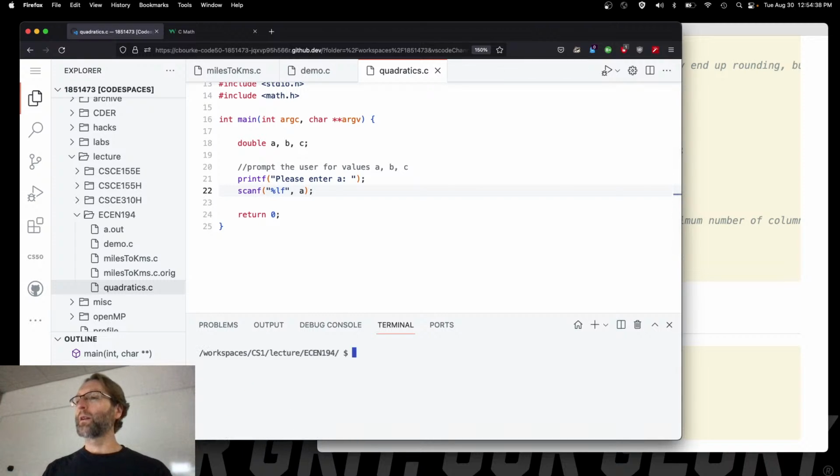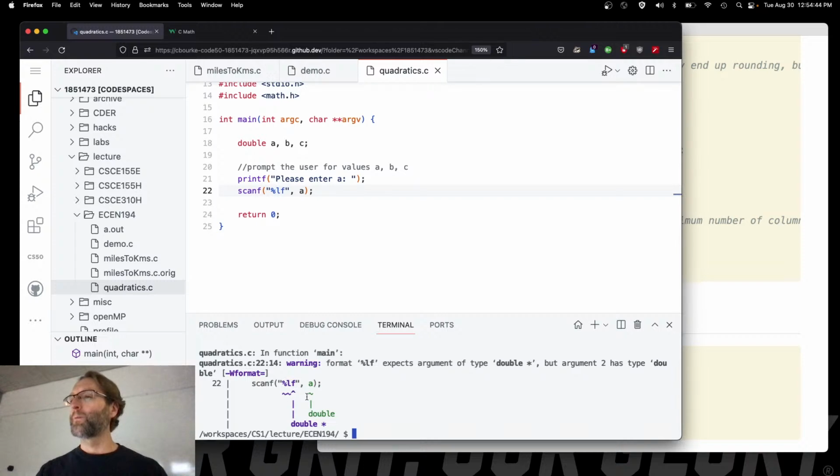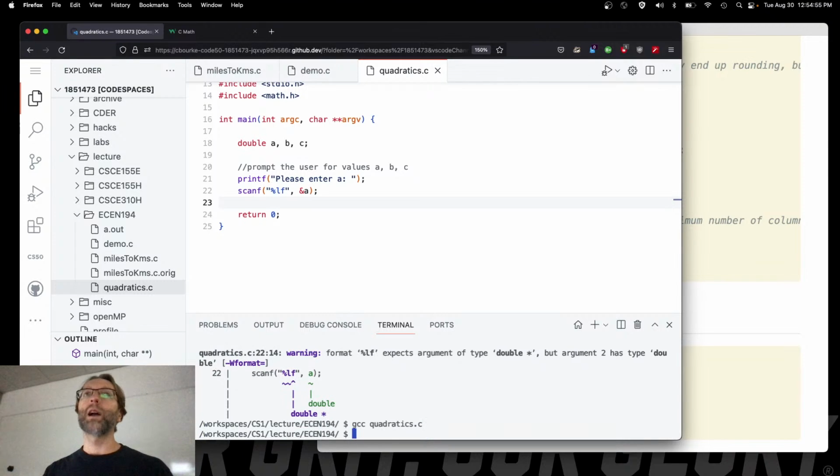Let's ask the compiler. Not demo, but quadratic. Nope. What's it reminding me here about? The ampersand, exactly. The and sign, ampersand. And if I do that, then the compiler stops complaining. All right.